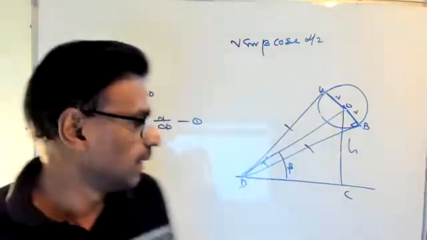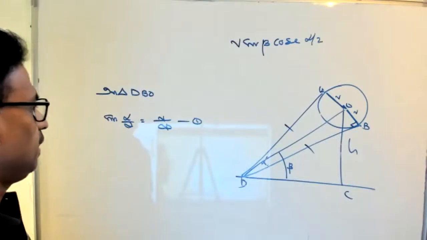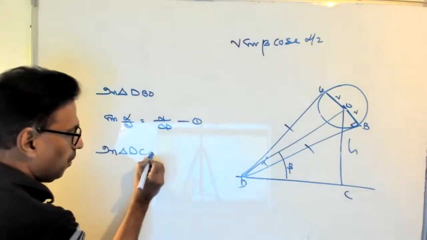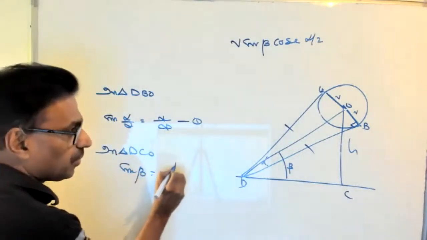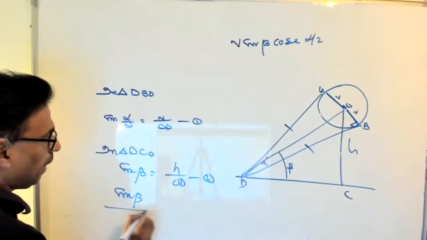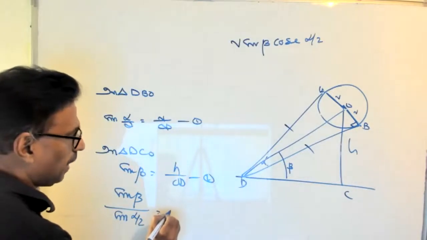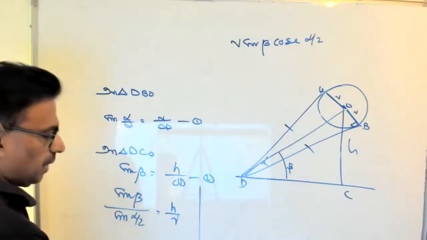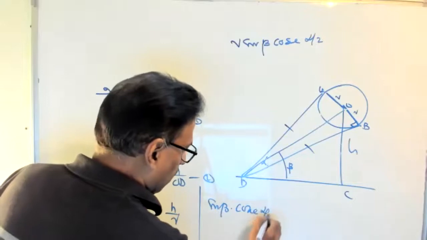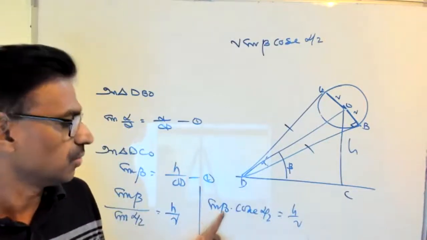Okay, now look. Sine in triangle DBO, sine alpha by 2 equals R by OD. Then in triangle DCO, sine beta equals H by OD. Number 2: sine beta divided by sine alpha by 2 equals H by R. Okay, this one, sine beta into cosec alpha by 2 equals H by R. Therefore, H equals R sine beta cosec alpha by 2.